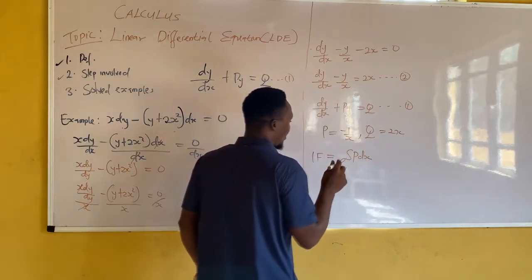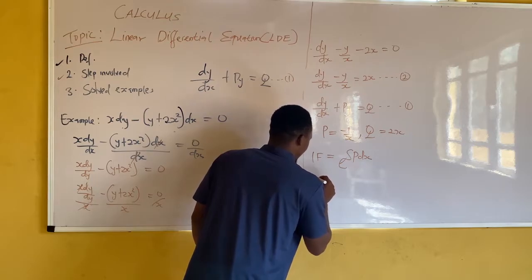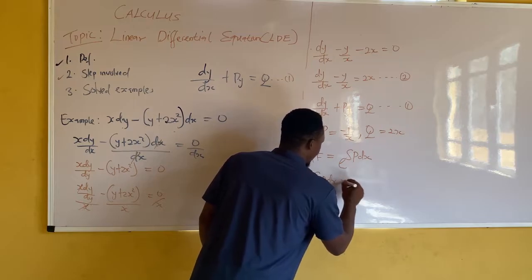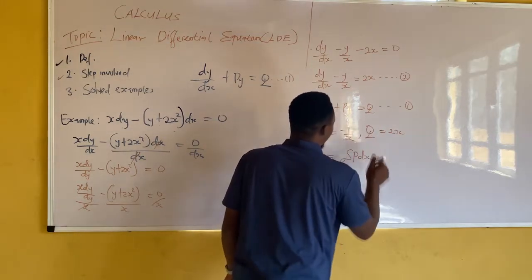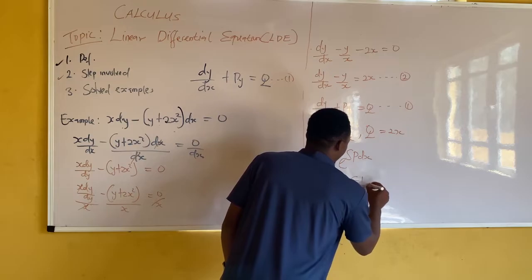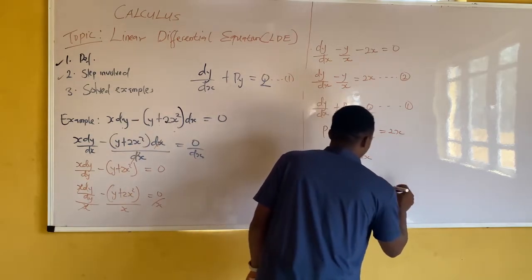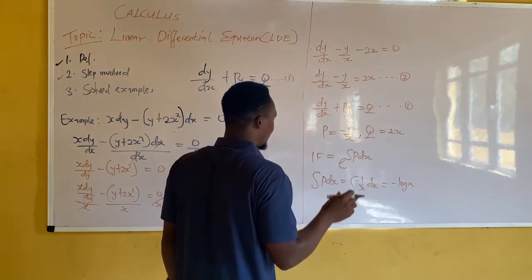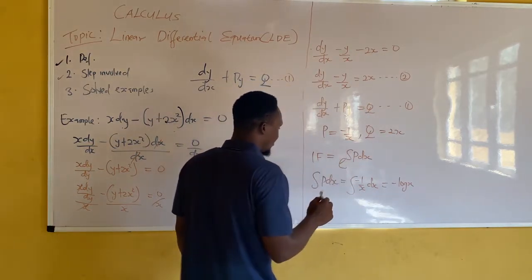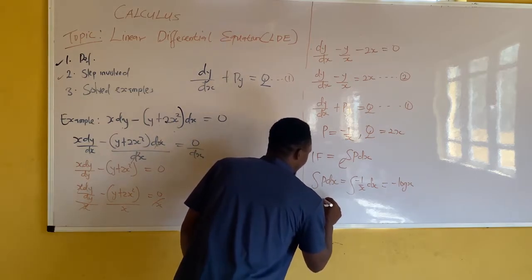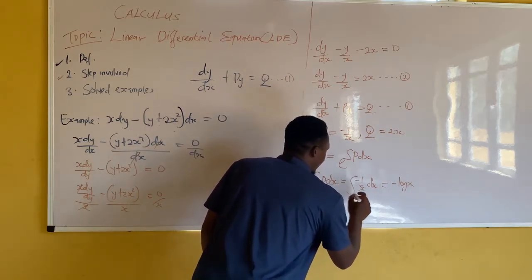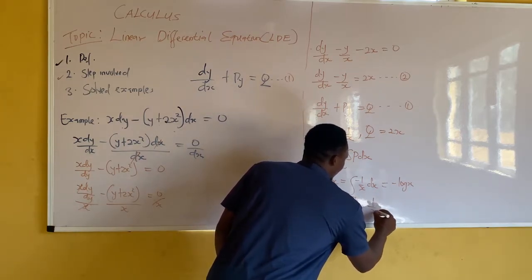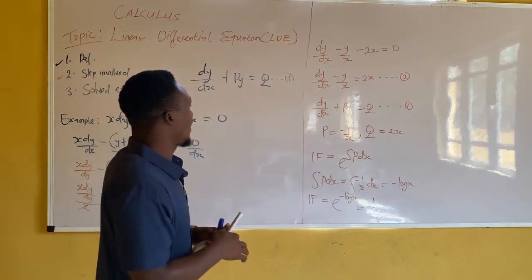Now, what's our integral of p dx? Integral of p dx is equal to, what's our p? Minus 1 over x dx, which is minus log x. So we now substitute inside the integrating factor formula. IF now equals e raised to the power of what? Minus log x, which is equal to 1 over x. Okay?